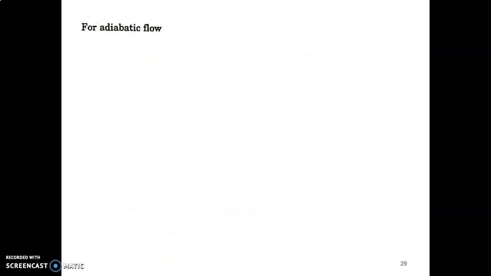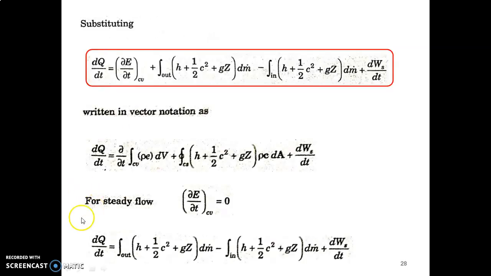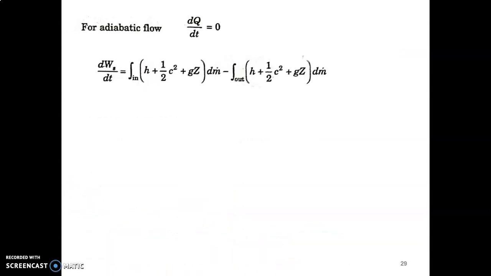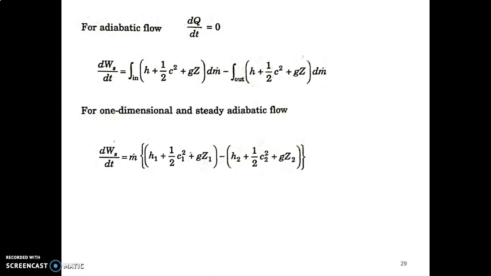Now for adiabatic flow, again we are assuming the flow to be adiabatic. In adiabatic flow, there will not be a change in heat transfer with respect to time. Therefore, dq by dt will be equal to 0. So the entire equation will be equal to 0. After equating that equation to 0 and rearranging, we will get our equation like this: dWs by dt. Now on the right hand side, we will get inflow minus outflow. And for one-dimensional, steady adiabatic flow, what all changes have come?